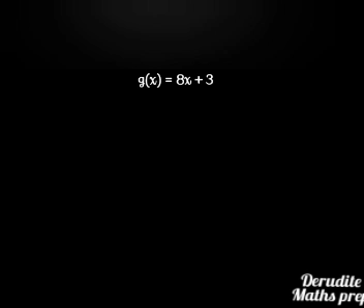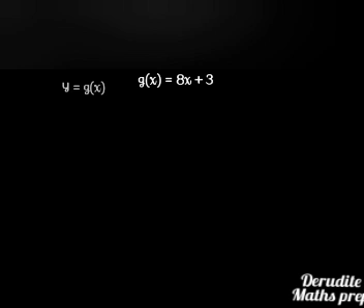Let's jump right in. For the first one, g(x) = 8x + 3. Now, I said earlier that when we're trying to find the inverse of a function, we're trying to rearrange the functional equation in such a way that it makes y the domain and makes x the range. In other words, we're just trying to make x the subject of the formula. g(x) = 8x + 3, so all we're trying to do is to make x the subject of the formula.